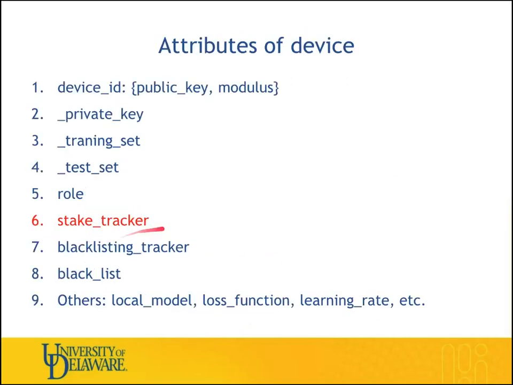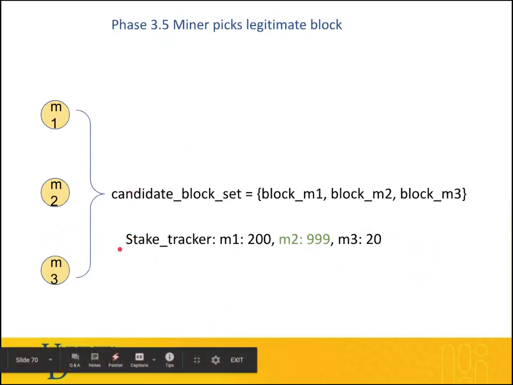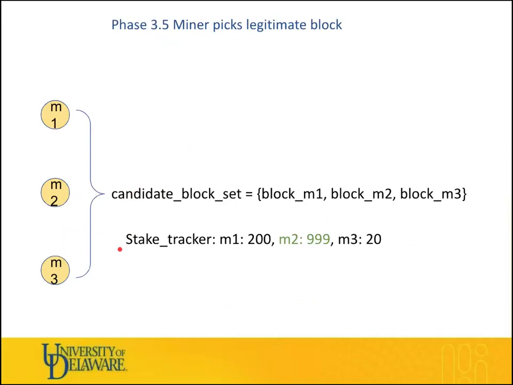Also remember, each device has a stake tracker, and the miners can now use this tracker to see which miner has the most stake. The devices would update their stake tracker when they are processing the block, which I will cover later. Assume each miner has the same stake tracker, as they had been honestly updating their blockchains with no forking events, and a forking event will be explained later as well.